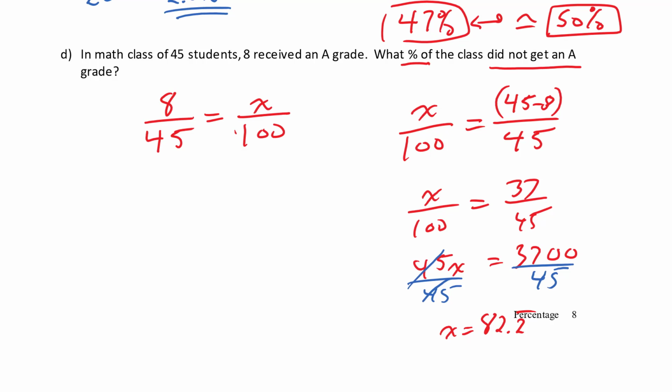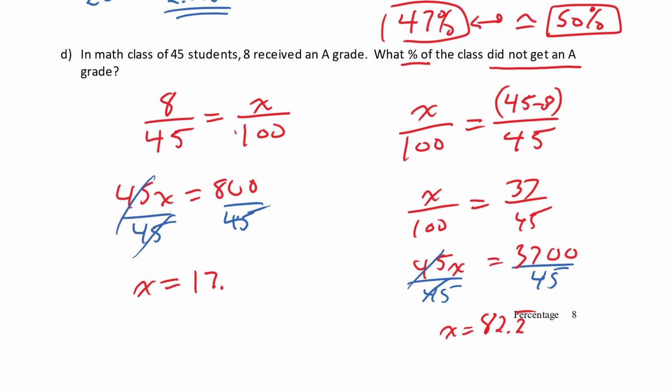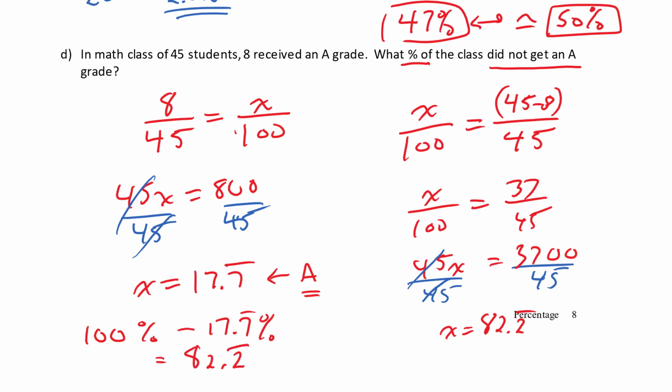Over here, we can do the same thing. Cross multiply. 45x equals 800. Divide both sides by 45. Cross those out. X is equal to 17.777%. This is the students that got an A in the course. To find out the number of students that didn't, I take my 100%, subtract my 17.777%, and that gives me 82.222 repeating. So either way works. Just make sure you answer fully. The answer to this question is 82.2% of the class did not get an A in the course.